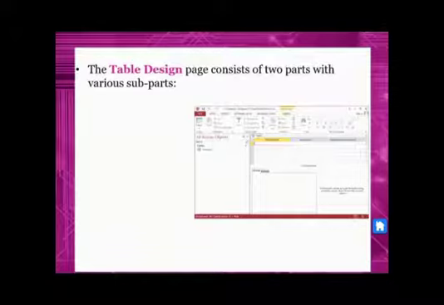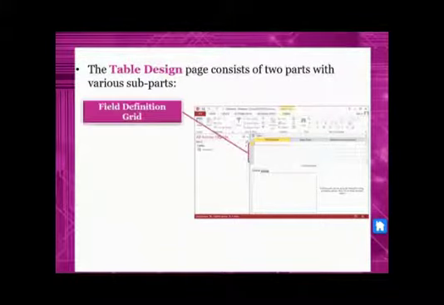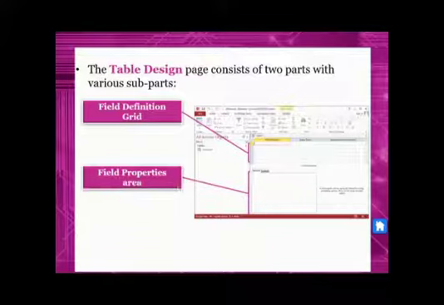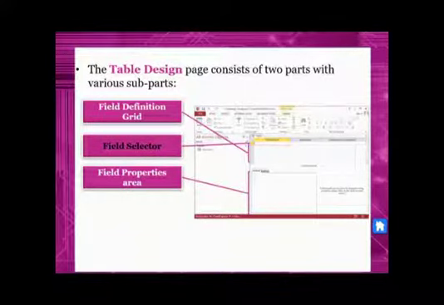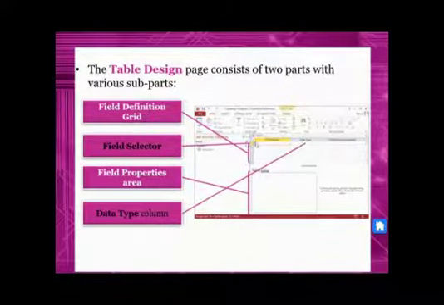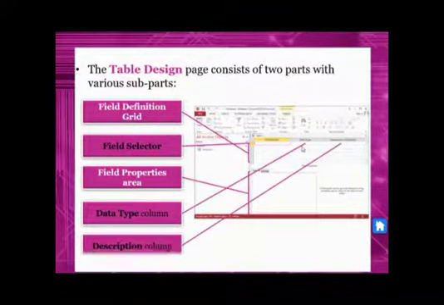The table design page consists of two parts with various subparts. Number 1, field definition grid, and number 2, field properties area. Let's discuss about various subparts. This is field selector, data type column, description column.